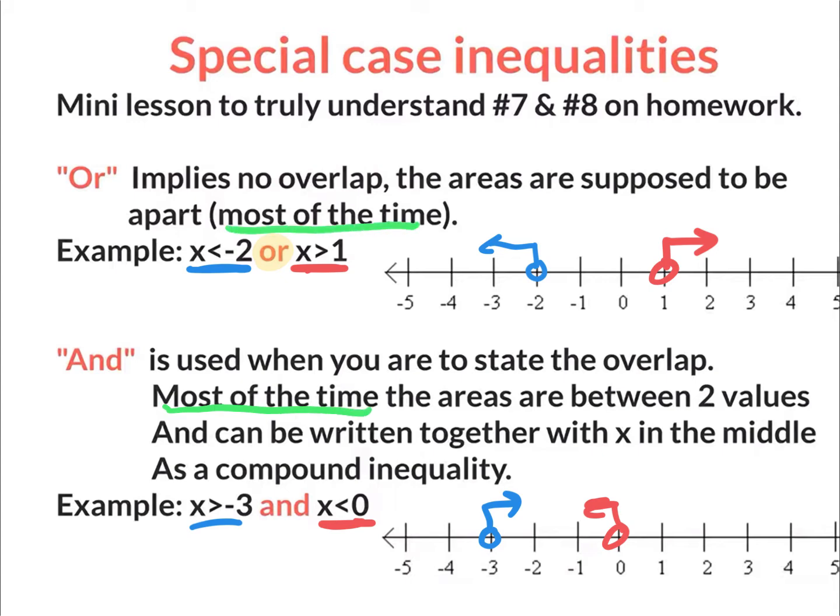Most of the time, because there are some special cases. Let's look at these special cases. So imagine that we are solving a compound inequality. Maybe you have one inequality and then the word or and then another inequality, and you solve both of them.